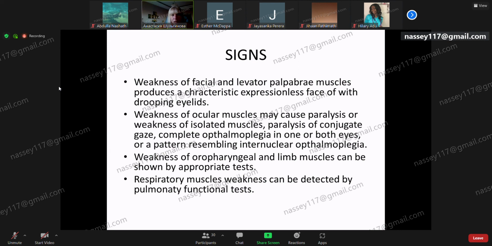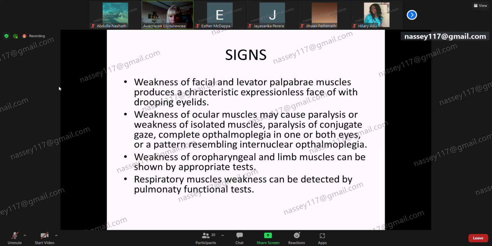So, the signs. Weaknesses of the facial levator muscle, as we said before. Yes, ptosis, and weaknesses of the facial muscles. Weaknesses of the ocular muscles may cause paralysis or weaknesses of an isolated muscle. Paralysis of conjugate gaze, ophthalmoplegia, one or both eyes can be affected. Weaknesses of the oropharyngeal and lip muscles can be shown by appropriate tests.